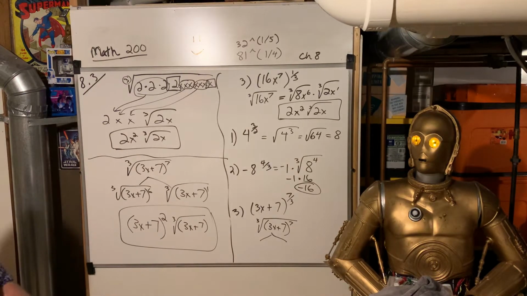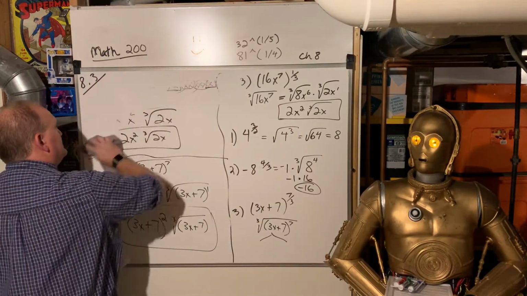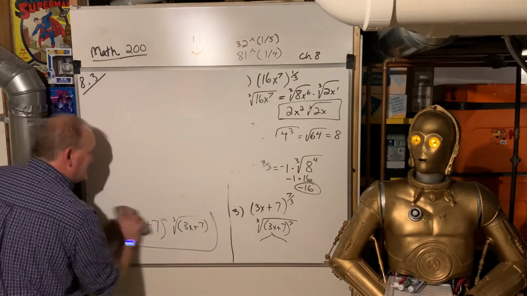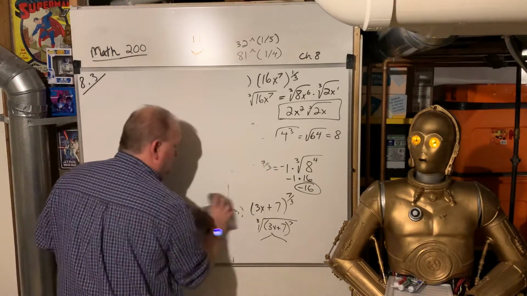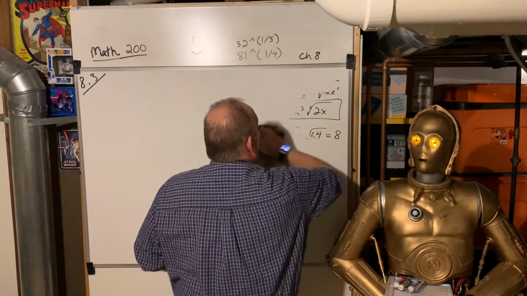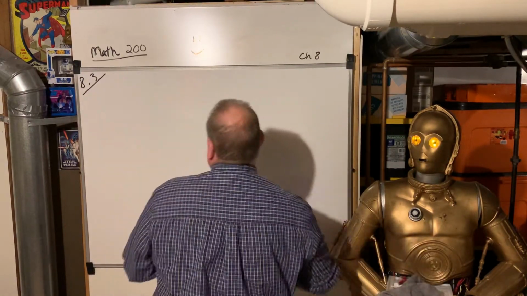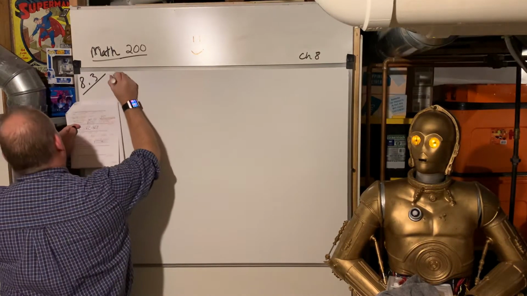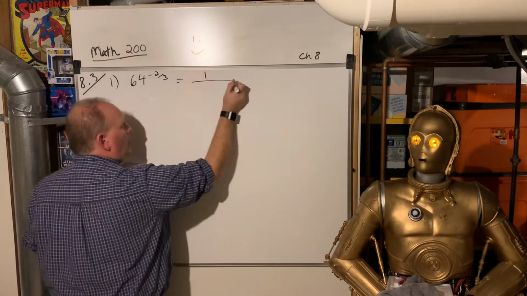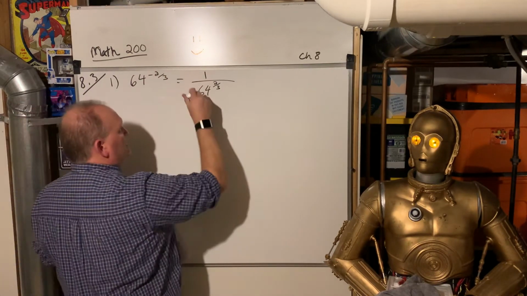Okay, so let's see, remember negative exponents. Negative exponents move things into the denominator. So that doesn't change the sign or anything, it just changes the position in the fraction. So it goes from the numerator into the denominator. And so let's take a look at that. We got 64 to the -2/3 power is 1 over 64 to the 2/3 power. That's what's going on. Because the negative exponent just moves it to the denominator.